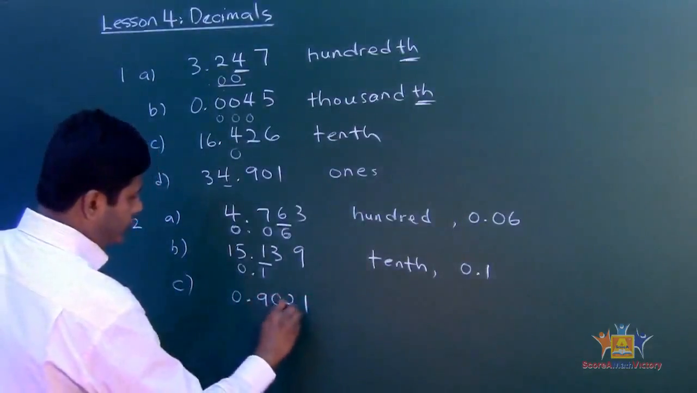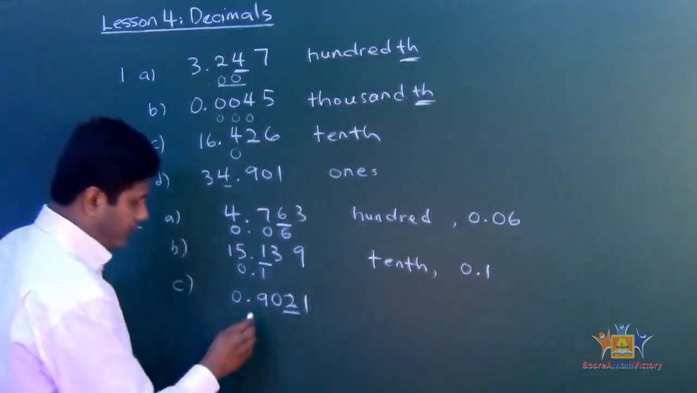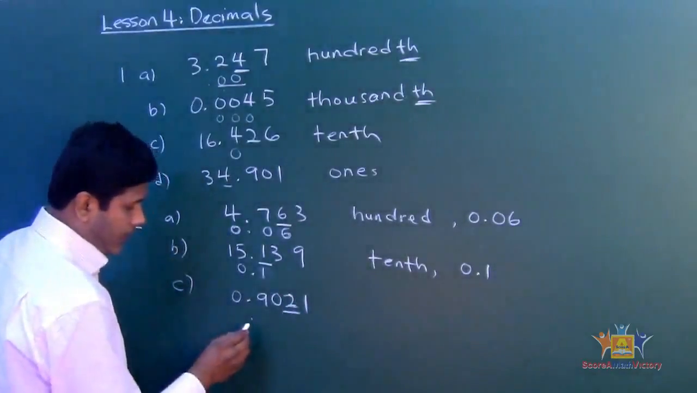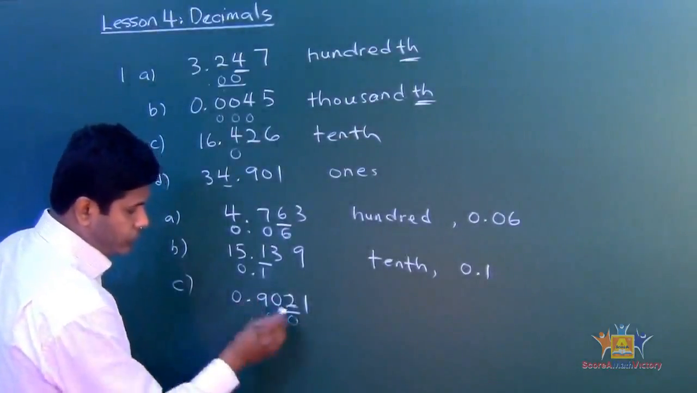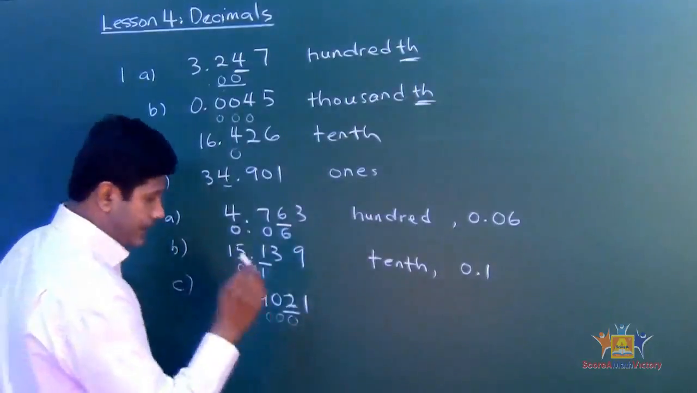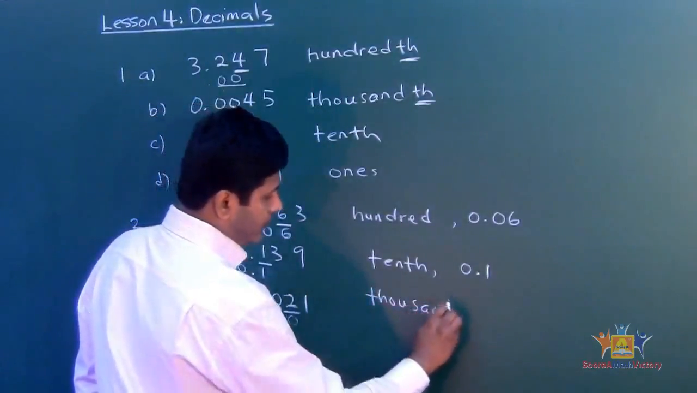C, you're given 0.9021, and the 2 has been underlined. So our reference point, where we start, would be the decimal. How many zeros? 1, 2, 3. 3 zeros. So 2 is under what place value? Thousandth. Thousandth place value.